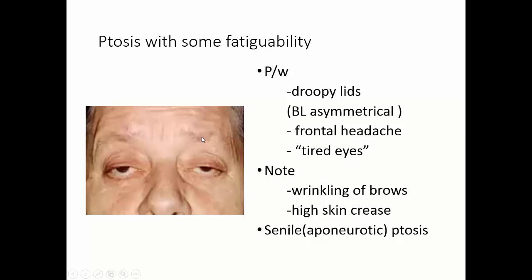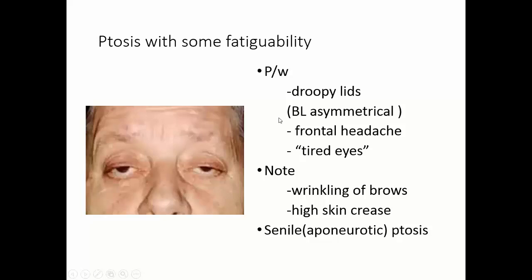The other important thing, apart from the wrinkling of the brows, is the higher skin crease. That is because the levator has now gone off. Levator has either completely dehisced or is very lax. This is senile aponeurotic ptosis. In desperate cases, you may have to do surgery to elevate the lids. So they do very well with the corrective surgery.